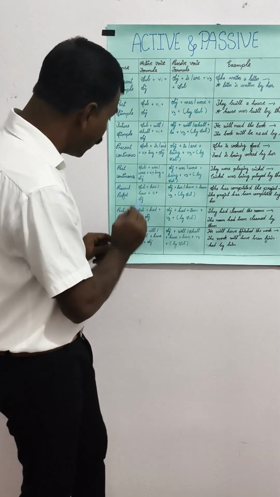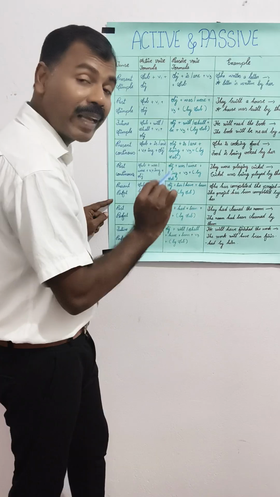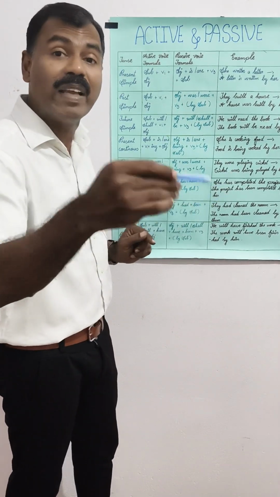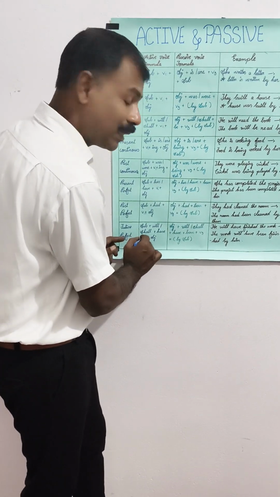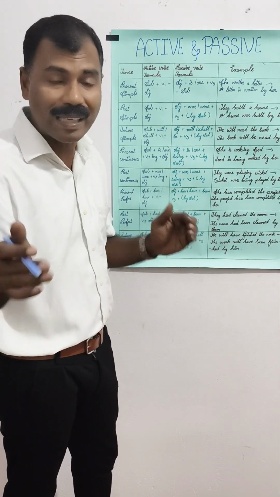Next, another point I told: present perfect is there, but present perfect continuous is not there. We cannot convert it. Past perfect is there, but past perfect continuous we cannot convert from active voice into passive voice. Future perfect is there, but future perfect continuous tense we cannot convert into passive voice.